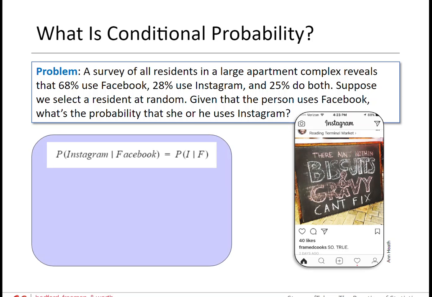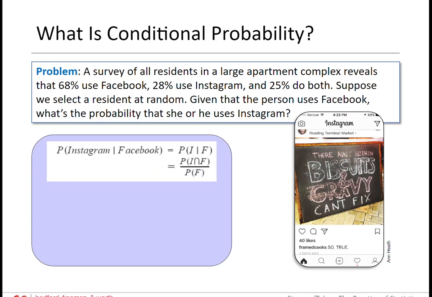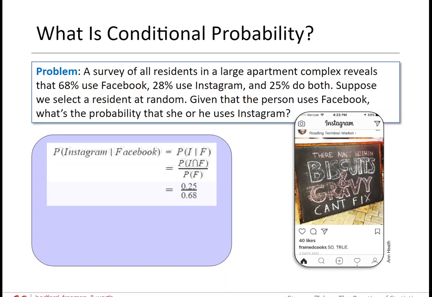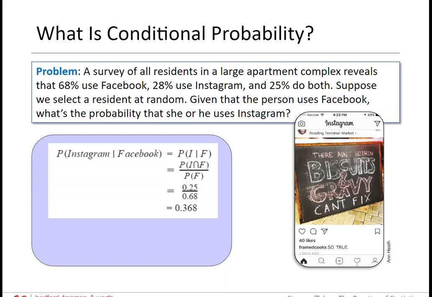So, using the formula from the previous slide, that is the same as the probability that someone uses both Instagram and Facebook over the probability that the person uses Facebook. Now, those probabilities are given to us. The probability that they use both Instagram and Facebook is 0.25 over the probability that they use Facebook, which is 0.68. Go ahead and divide that, and you get 0.368.